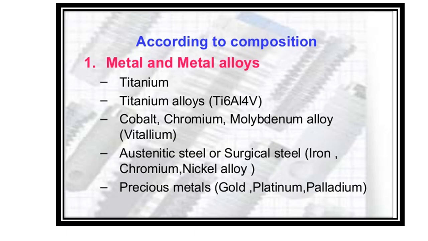If we look at the classification according to composition, as you know, there are two types: metallic and non-metallic. The metals that may be used for implants are titanium and titanium alloys, cobalt, chromium, molybdenum, which is also known commercially as Vitalium, austenitic steel or surgical steel, and then precious metals like gold, platinum, and palladium. All of these metals have been used previously to make dental implants. However, the first two, titanium and titanium alloys, are the only implants that have been successful so far, and they fulfill all the requirements of ideal implants.